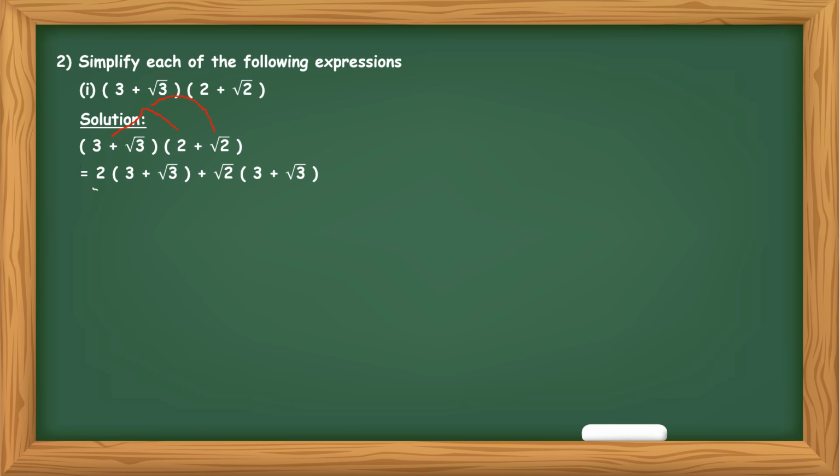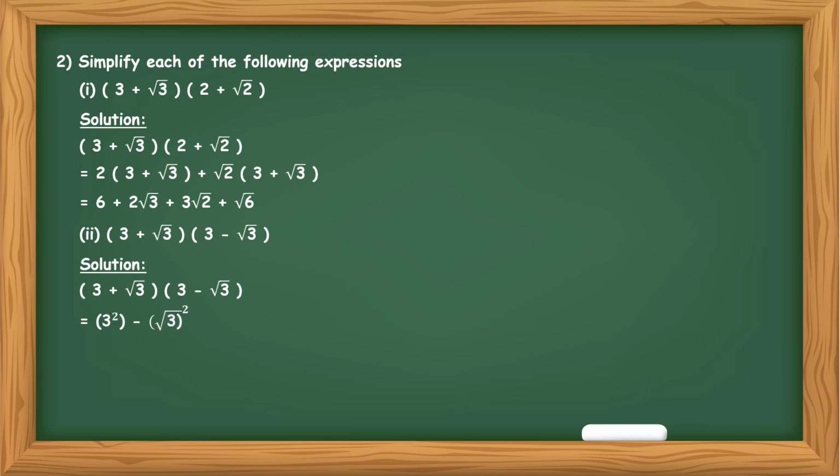So again now you'll have to multiply this 2 with this 3 and this 2 with this root 3. Similarly, root 2 with this 3 should be multiplied and root 2 with root 3 has to be multiplied. So when you do like that, you will be getting 6 plus 2 root 3 plus 3 root 2 plus root 6. So now the second question, 3 plus root 3 into 3 minus root 3.